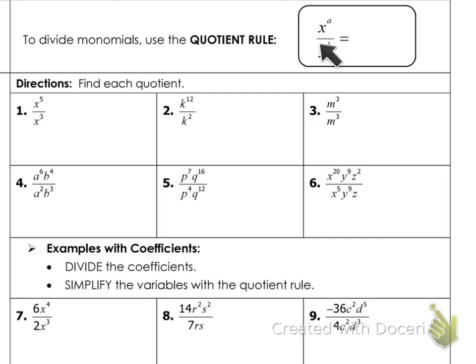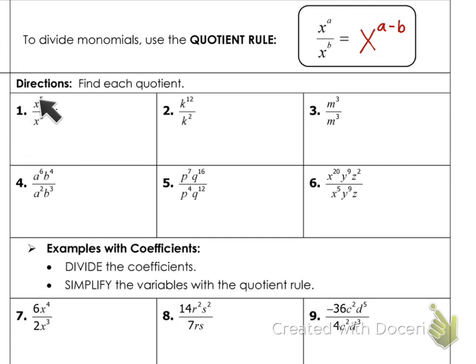So look right here, this is saying x to the a, so x to some power, over x to another power, so x to the a over x to the b equals, we're going to subtract the powers this time. We're going to take the top one, a, and subtract the bottom one. So our quotient rule says to take x to the a power and subtract b, the exponent on the bottom.